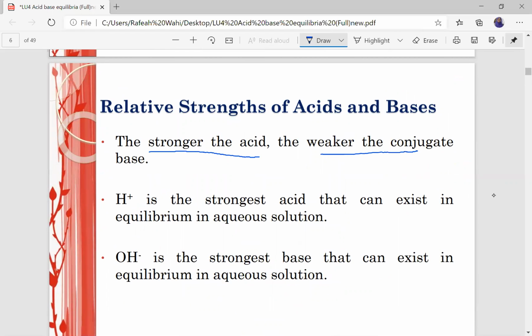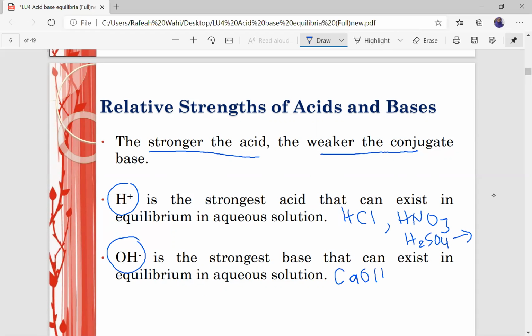Okay? So H plus is the strongest acid that can exist in equilibrium in aqueous solution, and hydroxide ion, or OH negative, is the strongest base that can exist in equilibrium in aqueous solution. So H plus here could be contributed by HCl, HNO3, H2SO4, and so forth. And OH can come from calcium hydroxide, sodium hydroxide, potassium hydroxide, and so on. Okay.